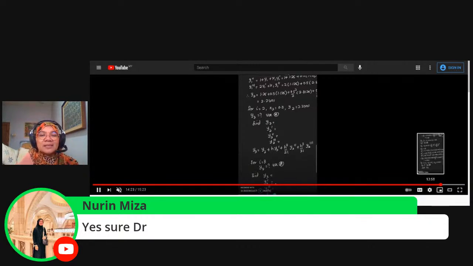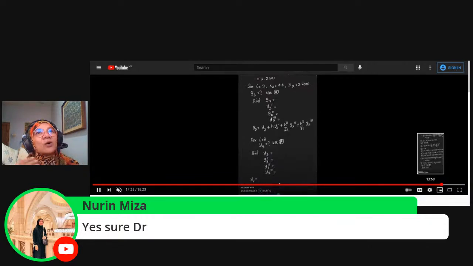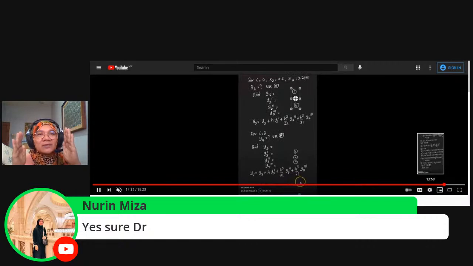So you can see here I'm generating y4. Why do we stop at y4? Because the interval is between 0 and 2. There is a boundary between 0 and 2, so you stop at y4.